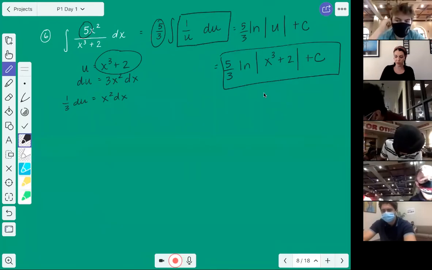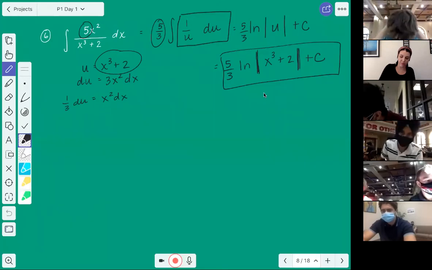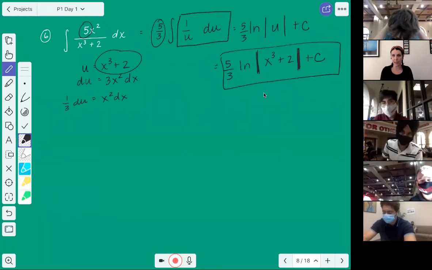Don't forget your absolute value. Must be in there. It's not parentheses, it's straight lines.